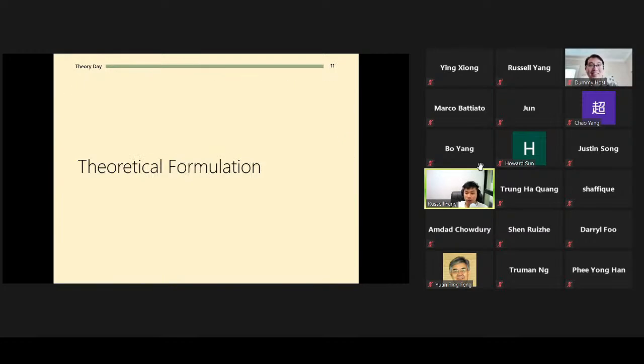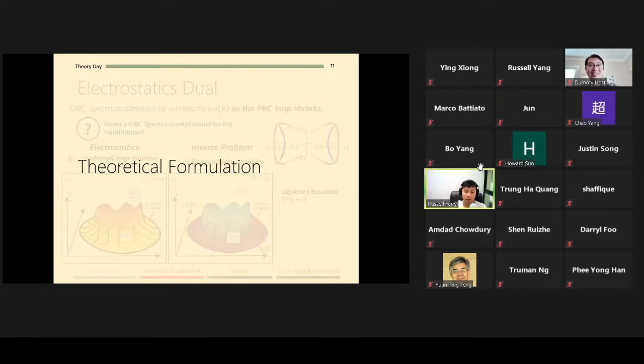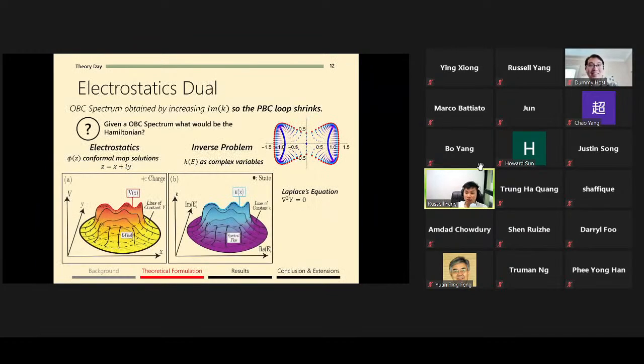So to answer the question, let's take a look at the formalism that our team developed. From the non-Hermitian skin effect, we know that increasing the imaginary part of K shrinks the PBC loop into the interior and forms an OBC curve in the limit. This is illustrated with the animation as shown. So we want to answer the question: given a spectrum, how can we obtain the Hamiltonian?